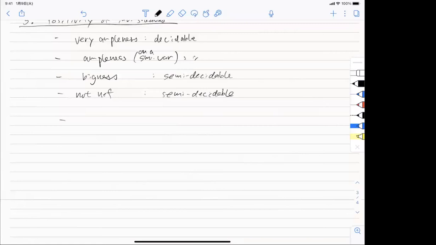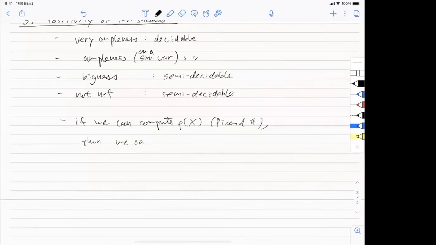A related problem, and in particular one closely related to the next topic, the case of K3 surfaces: if we can compute ρ(X), the Picard number, then we can approximate the nef cone and the pseudo-effective cone of X with arbitrary precision.